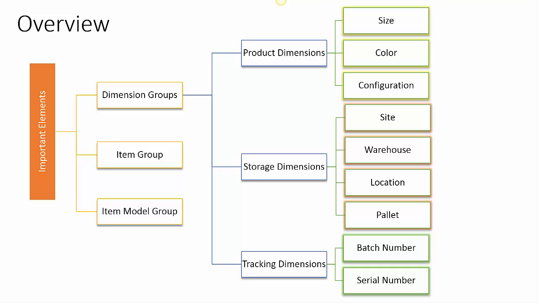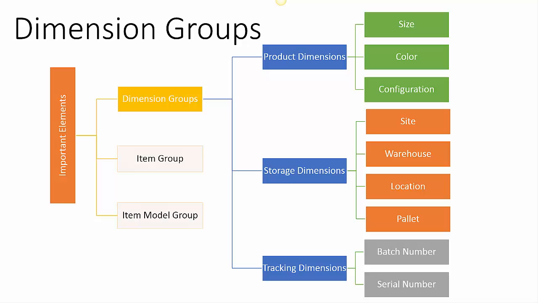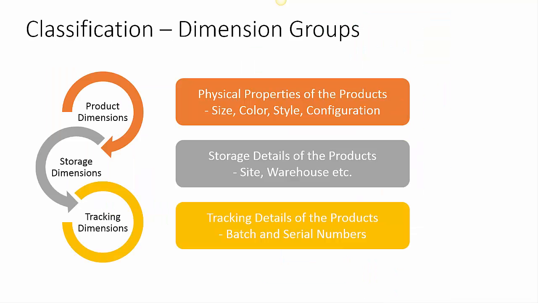Let us review them one by one in detail, starting with dimension group. We will start reviewing the product dimension group, followed by storage dimension group, and then followed by tracking dimension group. Let us first try to understand the objective of dimension groups in brief. Product dimensions define the physical properties of the product, for example, different sizes, colors, and configurations of the product.